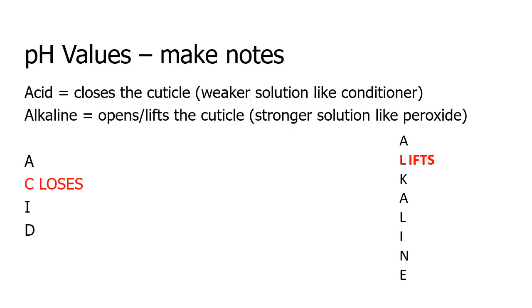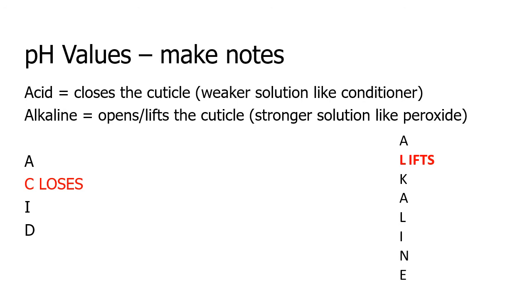pH values. We can ask the students to make some notes. Acid, we know, closes the cuticles. Something like a weaker solution like conditioner. Alkaline, it opens the cuticles, lifts the cuticles. It's a stronger solution like peroxide.